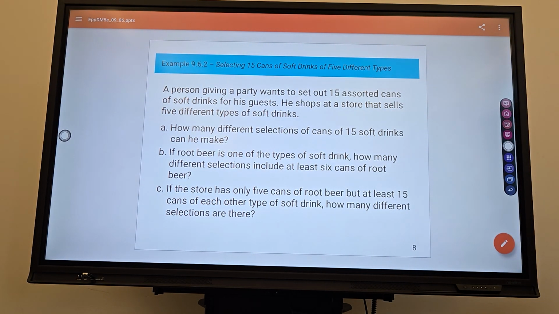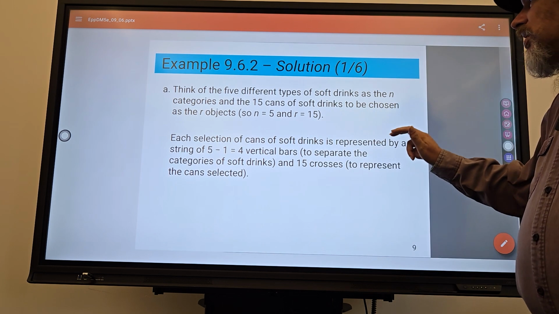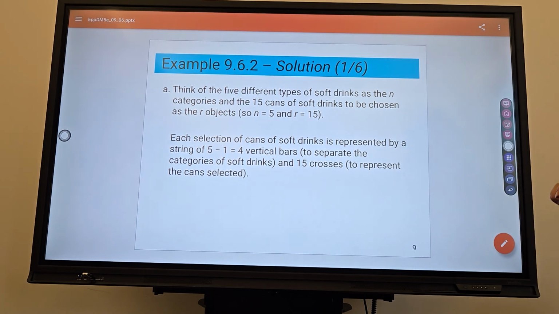All right. A person giving a party wants to set out 15 assorted cans of soft drinks for his guests. He shops at a store that sells 5 different types of soft drinks. How many different selections of 15 cans of soft drinks can he make? Well, think of the 5 different types of soft drinks as the N categories, and the 15 cans of soft drinks to be chosen as the R objects. So N equals 5 and R equals 15.